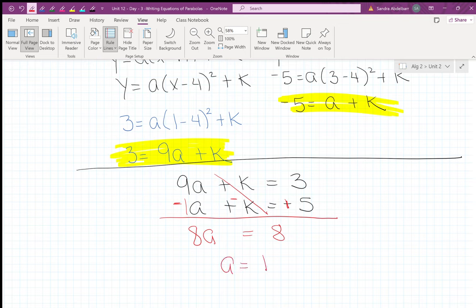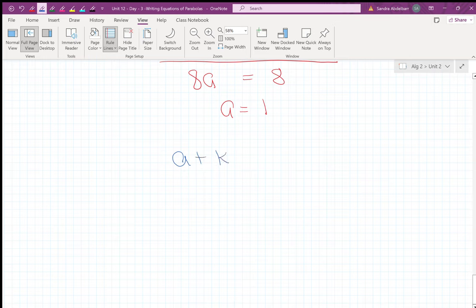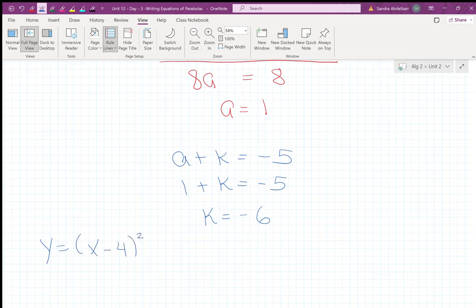Now I have h, I have a. What have I not gotten yet? k. Can I go back to one of these equations to find k? Yeah, so now I'm going to go back and write a plus k, what was it, equals negative 5. 1 plus k equals negative 5, so k is equal to negative 6. So now we have y is equal to (x minus 4) squared minus 6.